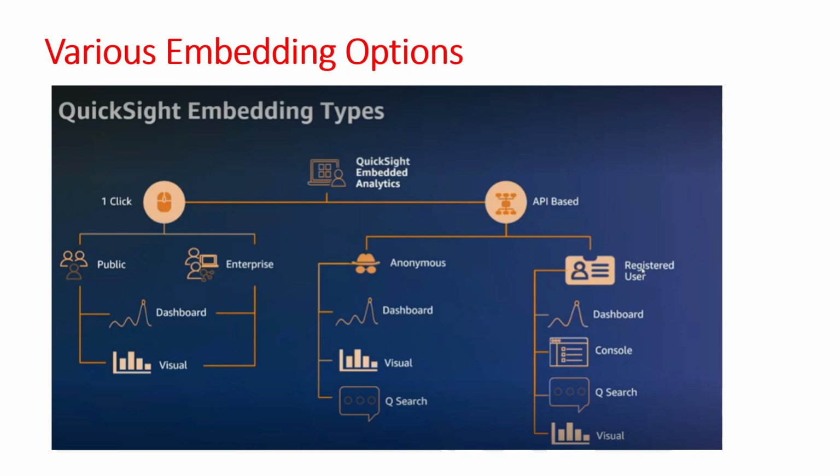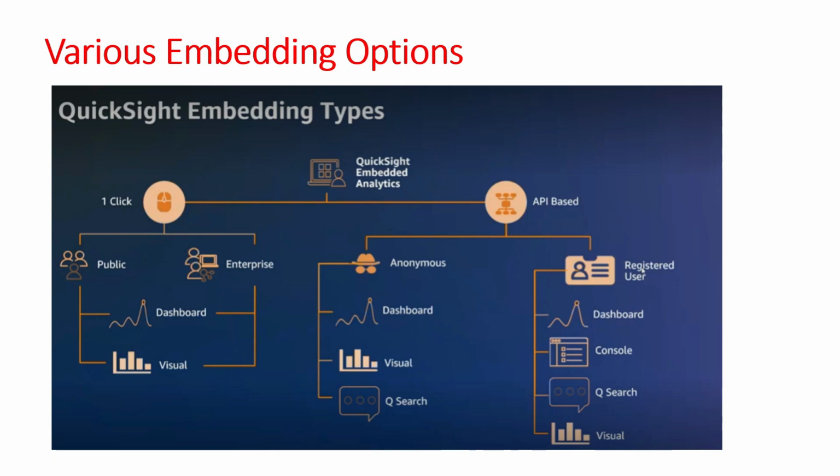QuickSight essentially does that. You can find more details about registered user embedding in the AWS documentation, but essentially, through the registered user embedding, you can achieve both the author as well as the reader flows.